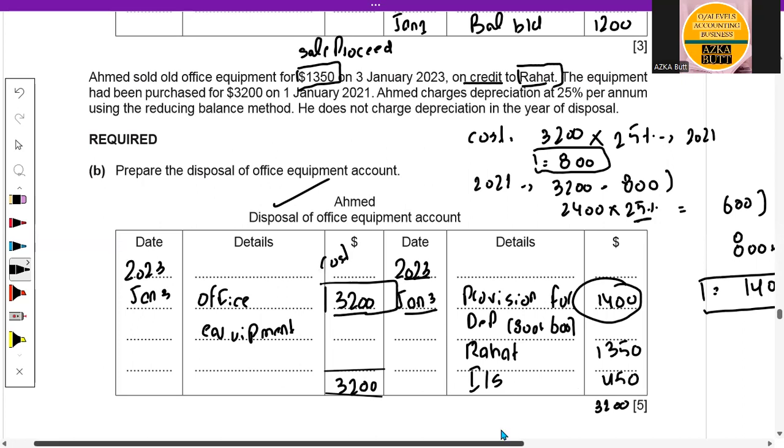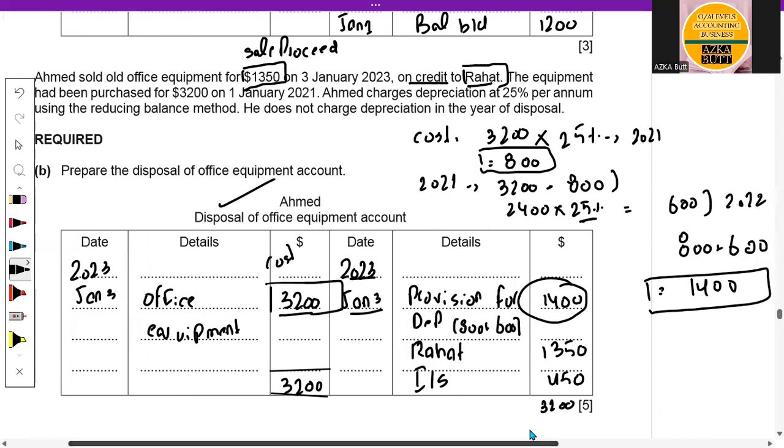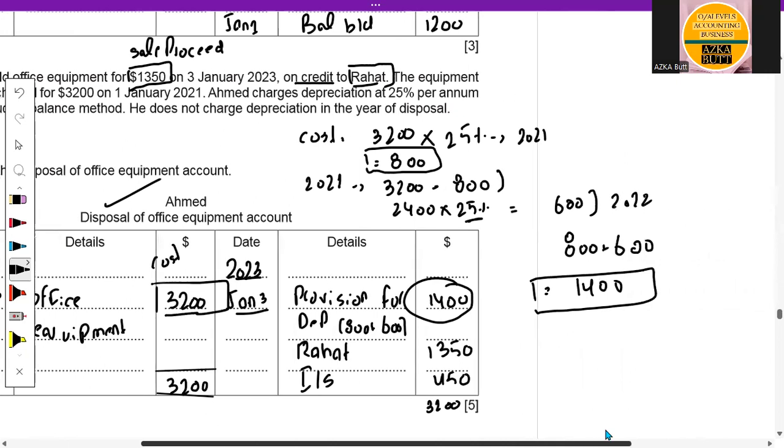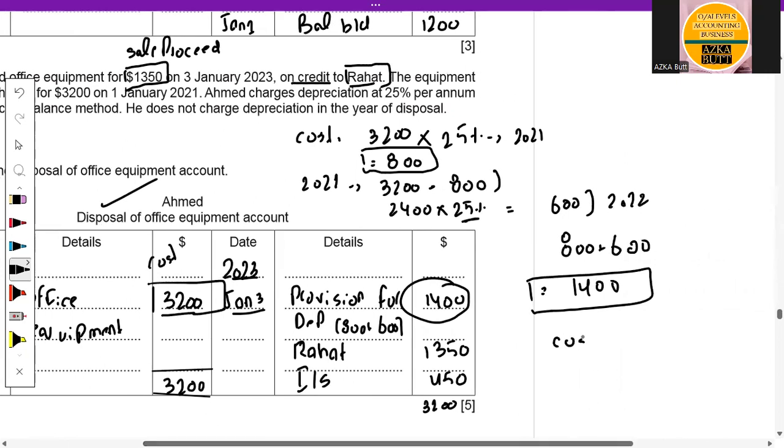Now we have to see how much we gained on disposal, or did we lose on disposal. First of all, we have to find out its net book value. Its cost was 3,200, its depreciation is 1,400. So 3,200 minus 1,400, this is 1,800. So 1,800 is the net book value, and we received 1,350.